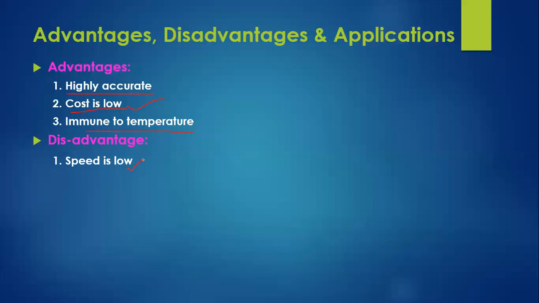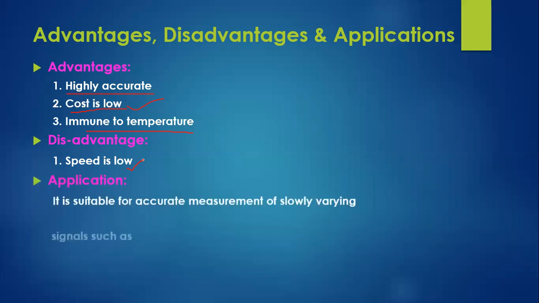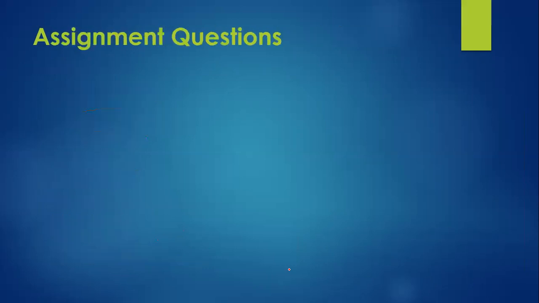As it is taking an indirect method, the process to convert analog signals to digital happens very slowly. The application of this converter is suitable for accurate measurement of slowly varying signals such as thermocouples, weighing scales, etc., where the speed of operation is not the prime requirement. These are the applications of the dual slope A to D converter.